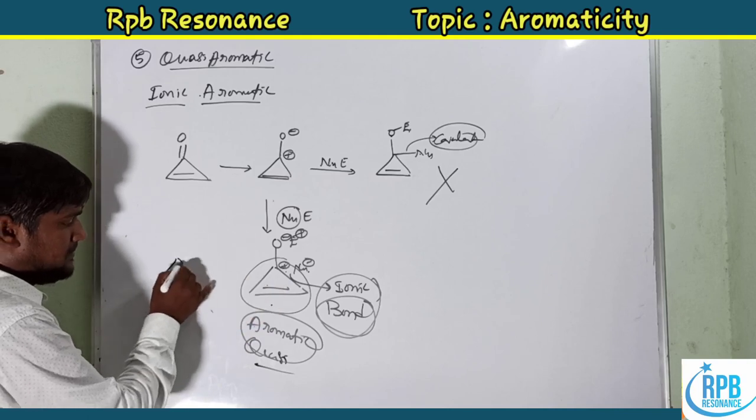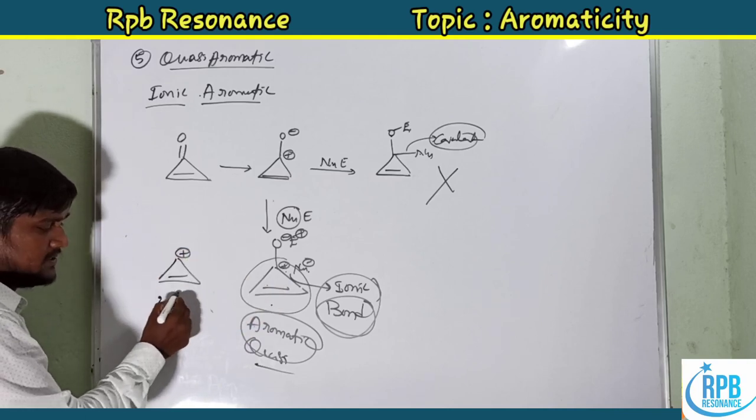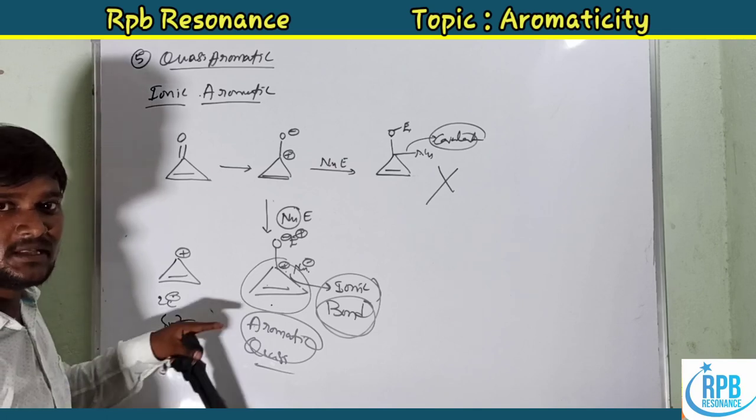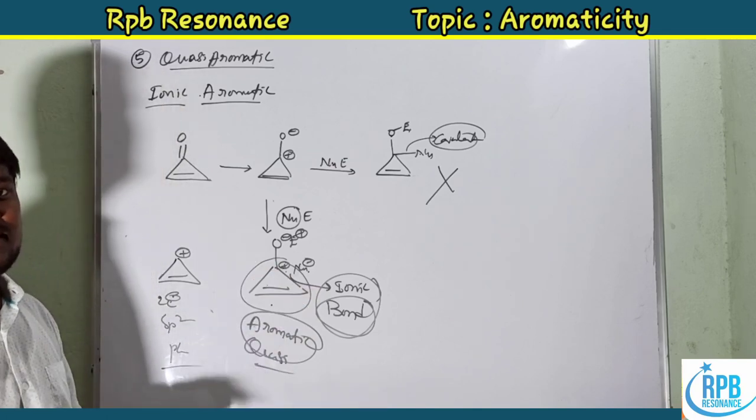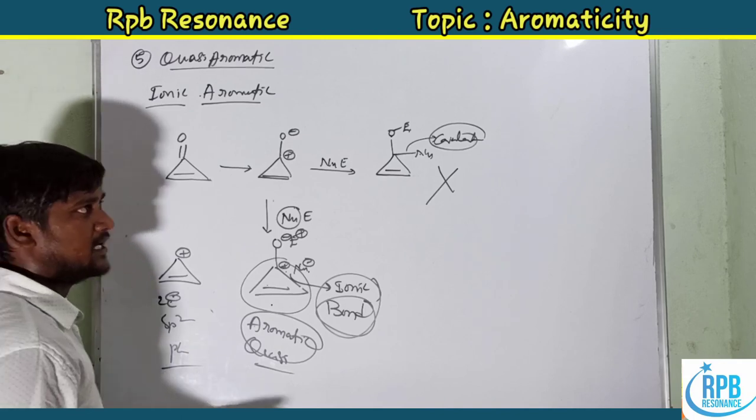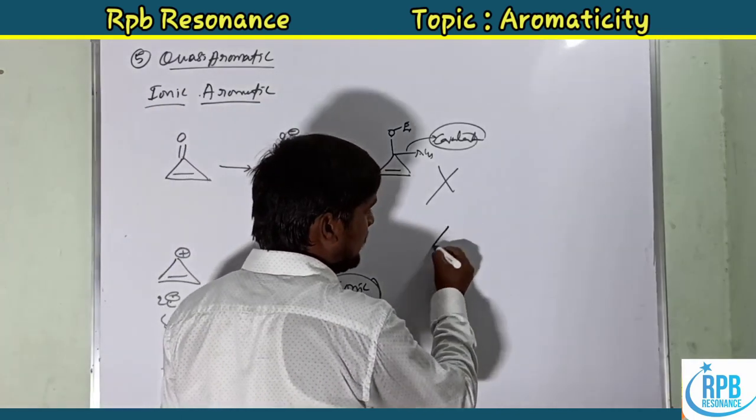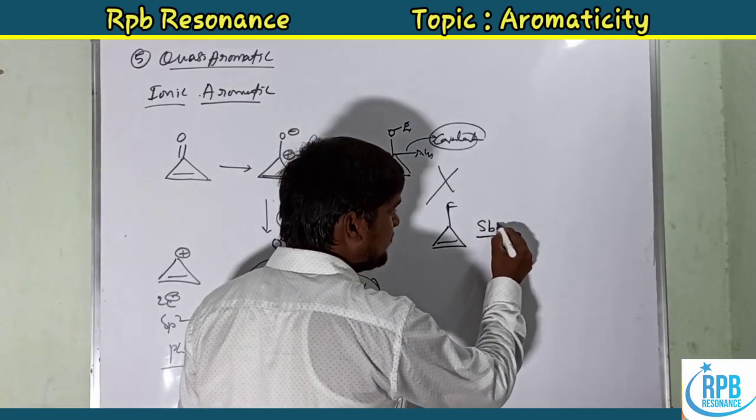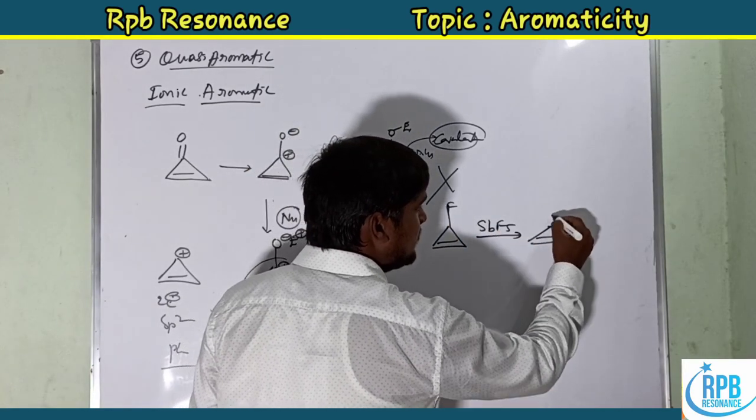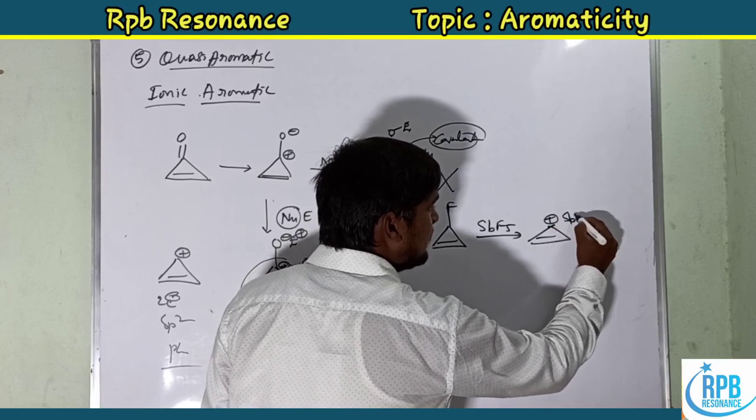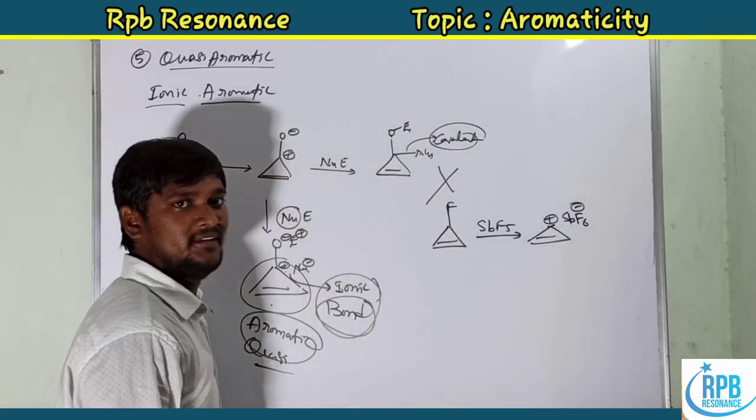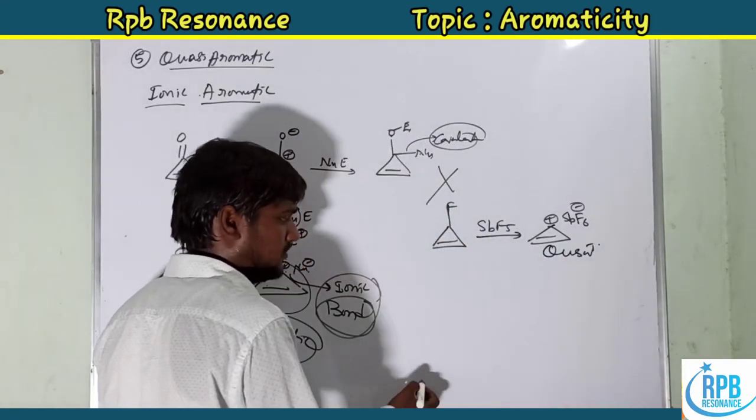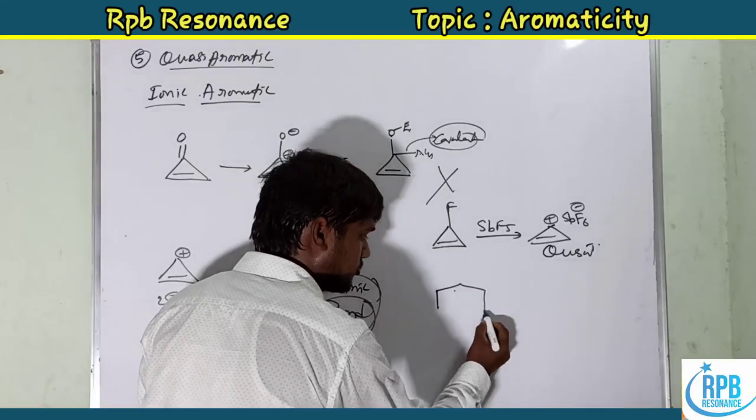Now it appears like this. This type of cation, two electrons, sp2, planar, so then it is said to be aromatic. So those types of ionic aromatic compounds are simply called quasi aromatic. Not only this, there are these types of molecules, a fluoro compound, which is treated with SbF5. Now it leads to this type of plus and SbF6 minus. So this is a quasi aromatic compound.